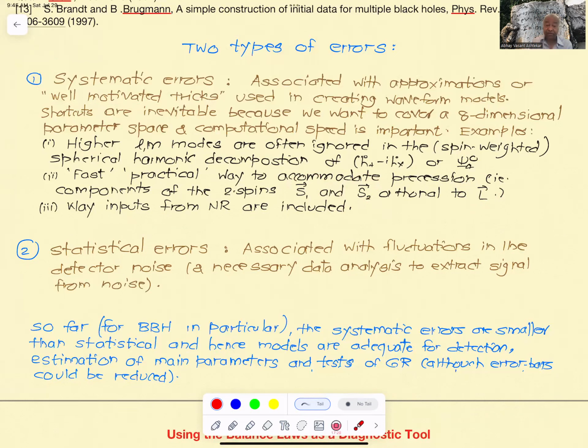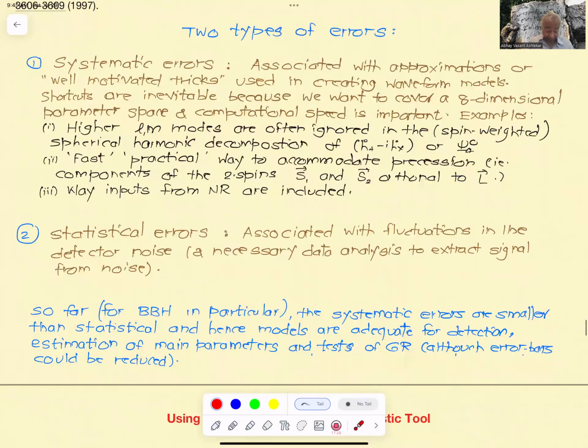So systematic errors are errors coming from modeling in this waveform model. But then there are statistical errors, and they are associated with the fluctuations in the detector noise and necessary data analysis to extract signal from noise.